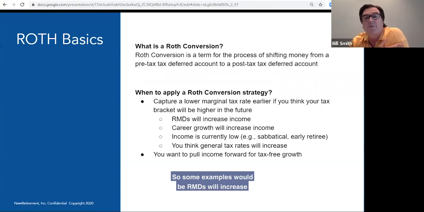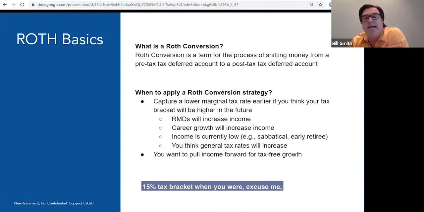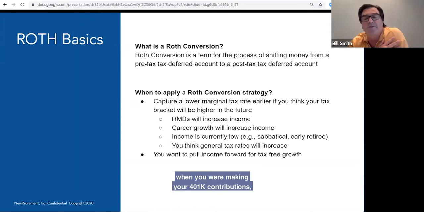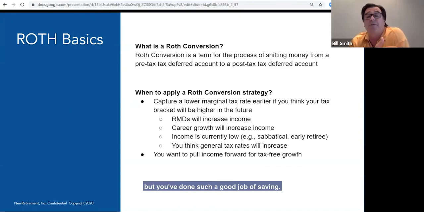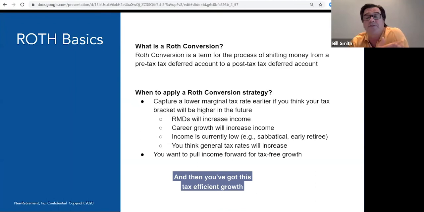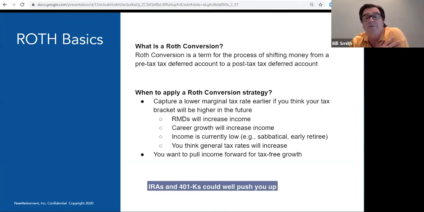So some examples would be, RMDs will increase your income, right? So it might be that you were in a 12%, 15% tax bracket when you were making your 401k contributions, but you've done such a good job of saving, and then you've got this tax efficient growth that your RMDs, your required minimum distributions, when you turn 72 from your tax deferred accounts, IRAs and 401ks, could well push you up into a much higher tax bracket.